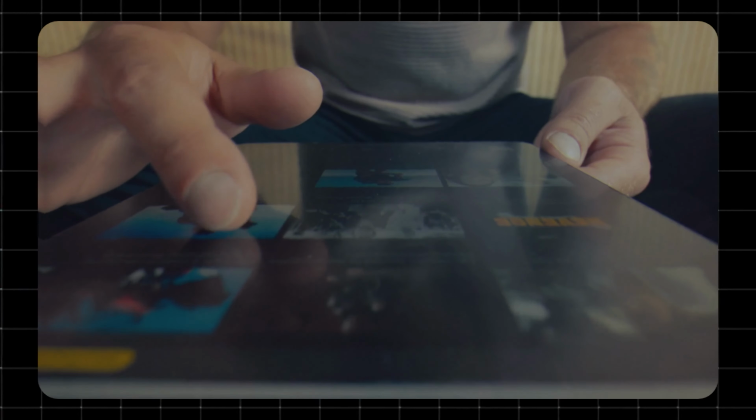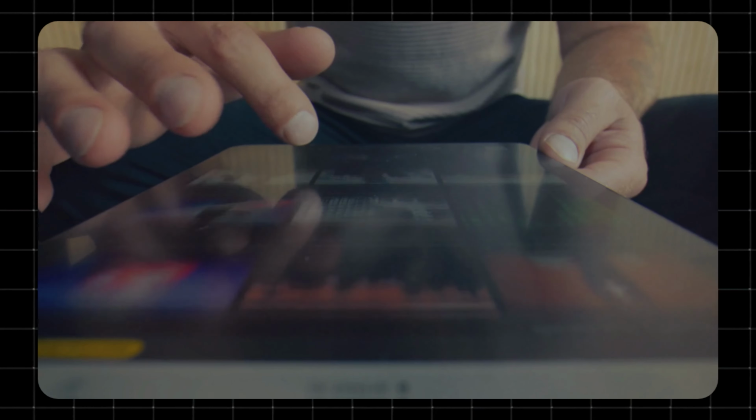So what do you think? Would you actually use Samsung Global Goals to contribute toward real-world change? Or do you think it's more symbolic than practical?